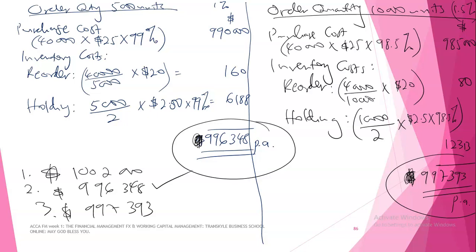So it is better to buy the quantities in 5,000 units per order. All right. So our economic order quantity in this case, the EOQ, was 5,000 units.